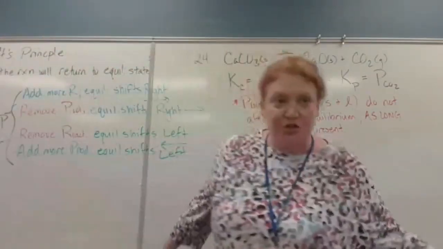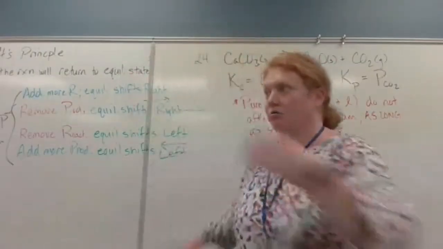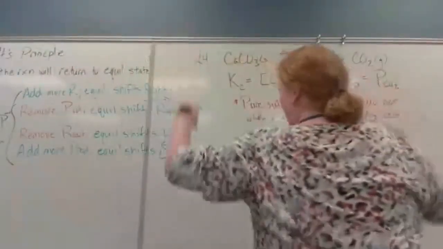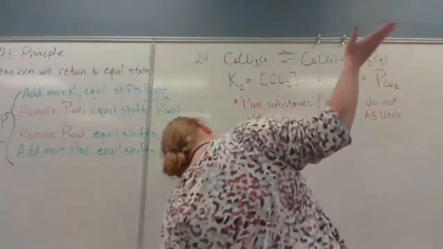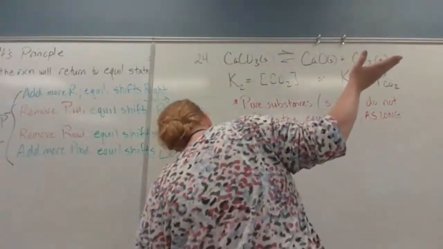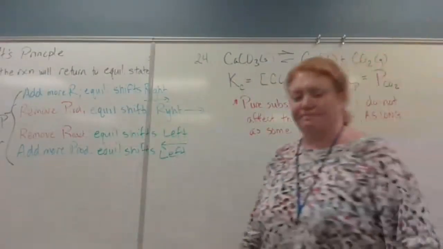What if I add additional BrNO? This BrNO is a reactant, this side. If I add some additional, now this side is too heavy, it's also going to shift right.